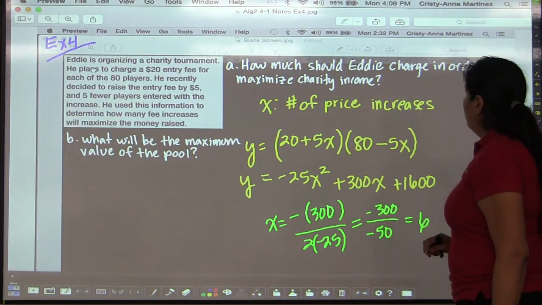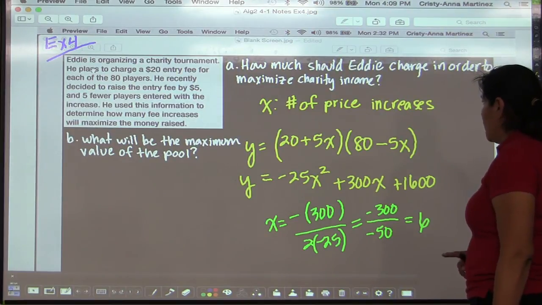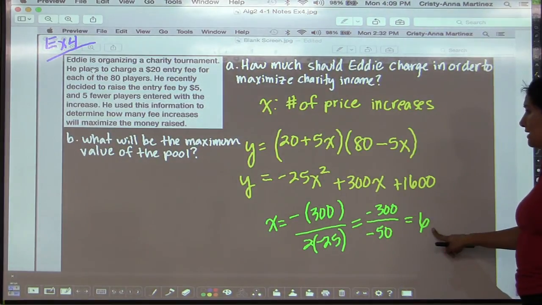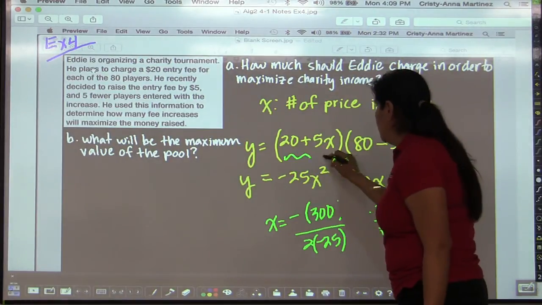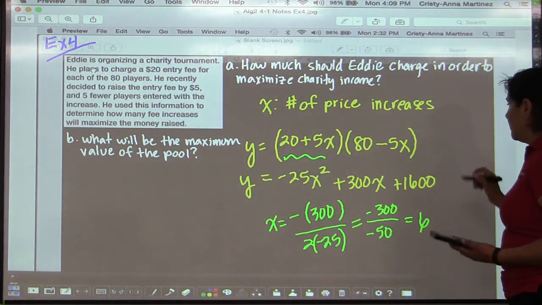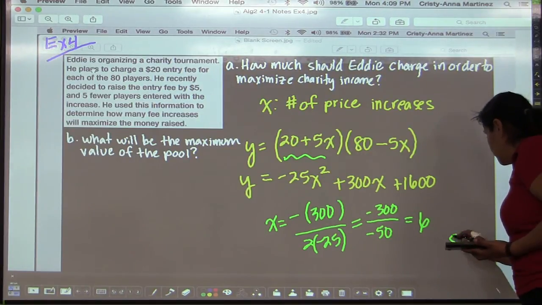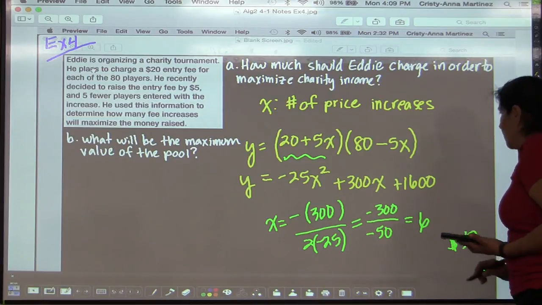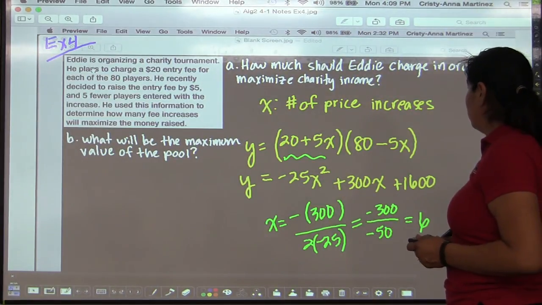So how much should Eddie charge in order to maximize charity income? He's going to have 6 price increases. That's 6 times 5, right? So that's this right here. What's 20 plus 5 times 6? That's 20 plus 30, so $50. $50 is how much Eddie should charge in order to maximize charity income.